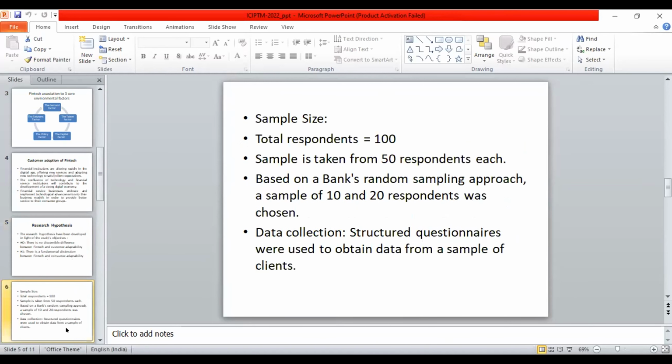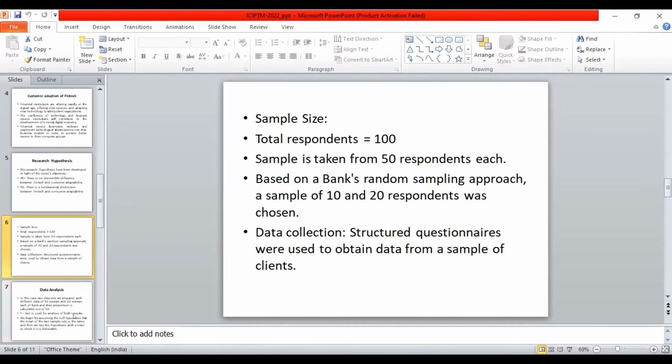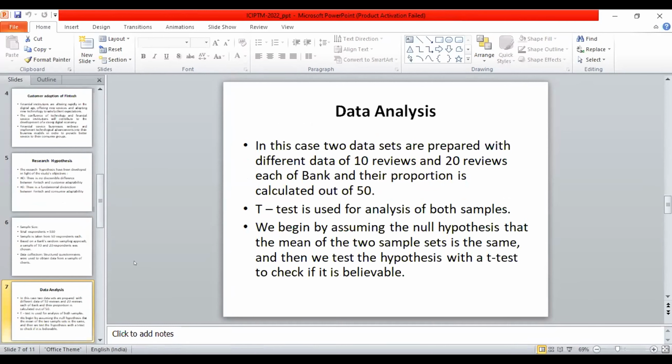So over here we have 100 respondents. We have taken a sample of 50 respondents each, and it's a bank sampling. We have done the sampling from all the private banks. We have a sample of 10 and 20 respondents. The data is collected on the basis of a questionnaire. And in the case of data analysis, we have 2 data sets which are prepared with different data of 10 reviews and 20 reviews each of the bank, and the proportion is calculated out of 20.